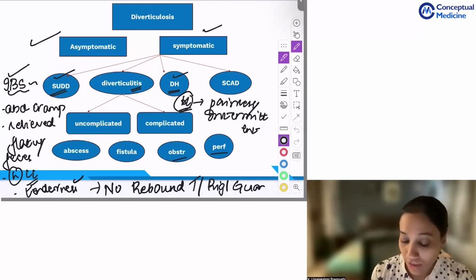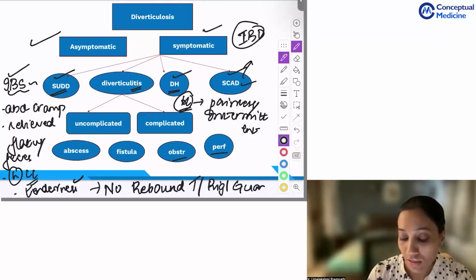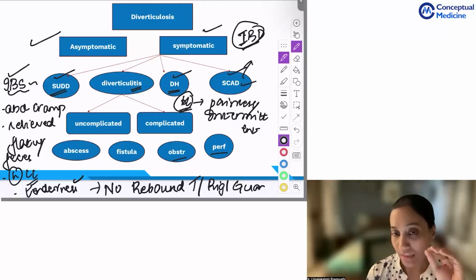Okay, so diverticular hemorrhage. This is SCAD, that is segmental colitis associated with diverticular disease. Okay, so this is almost similar to IBD, like you have in Crohn's disease. There you will have a segmental colitis, which means a diverticulum is present and there is an inflammation of the mucosa as well, which is associated with the diverticulum.